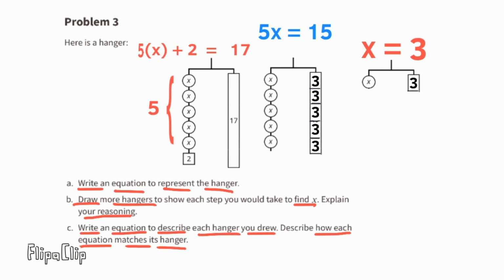And the hanger on the right is balanced with an x on the left side and a 3 on the right side, so the equation would read x equals 3.